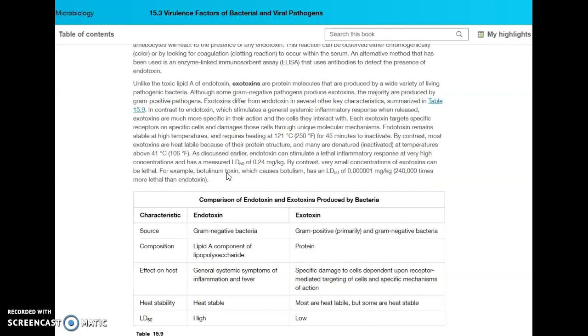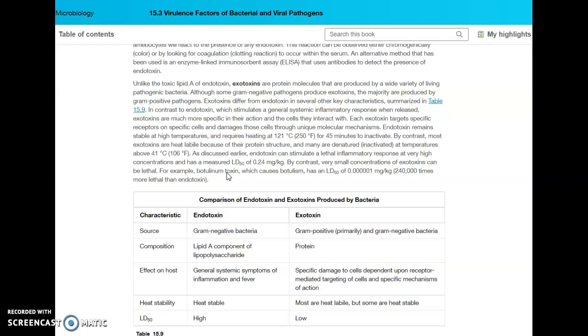Exotoxins, on the other hand, are actually protein molecules, not lipids, that are produced by the pathogenic bacteria. Some gram-negatives are capable of producing exotoxins, but the majority of these are going to come from gram-positives. Exotoxins are very specific in what they do. They're not like the endotoxin. They're not like that lipid A that's pretty general and just launches an inflammatory immune response. The exotoxins are very specific in the reactions that they cause and what type of cells they interact with.